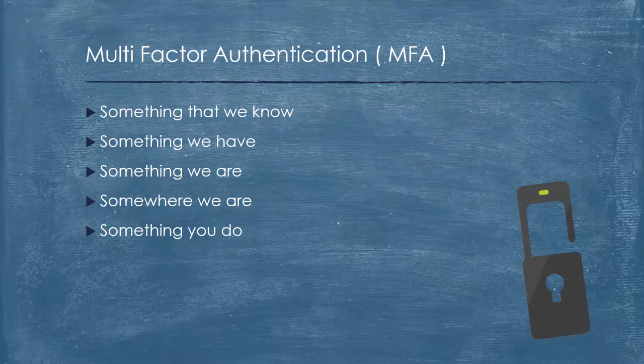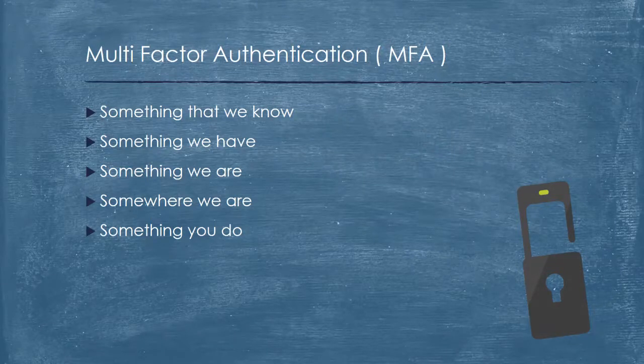The fourth one is based on your geographical location. You may get authenticated or maybe denied access. It's something where we are. Based on your latitudes and longitudes and your coordinates, based on your IP addresses, you may get authenticated or maybe denied access. The last one is something you do, which is based on your gestures, hand movements, that comes under something that you do. A combination of at least 2 of them is multi-factor authentication.